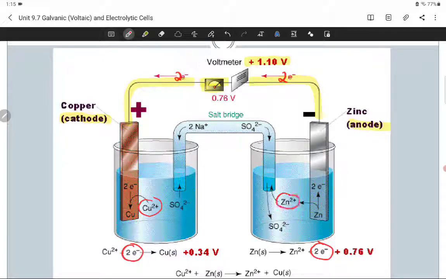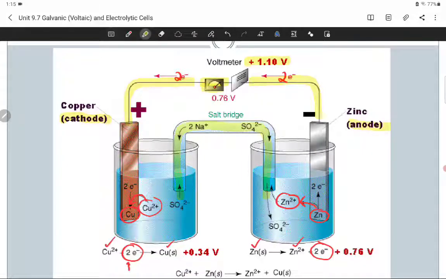We need the ions that are in the chemical reaction. We need the metals that are in the chemical reaction. And we need to show how these electrons are either being lost or gained. So the copper is gaining 2 electrons. So the copper ions become copper metal. And then it's the opposite. Zinc metal is becoming zinc ions. So that's almost done. But then we also need this salt bridge.